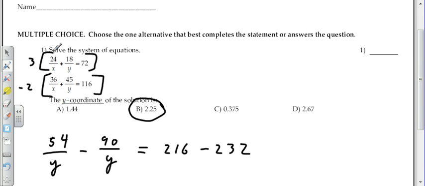But that's what I would do. I can't just put it in my calculator. I'm hosed. So I've got to get rid of something. I only want the y coordinate, so I get rid of the x coordinate and solve for y.